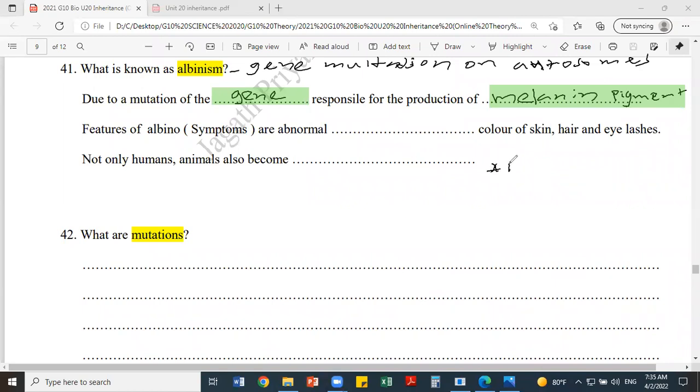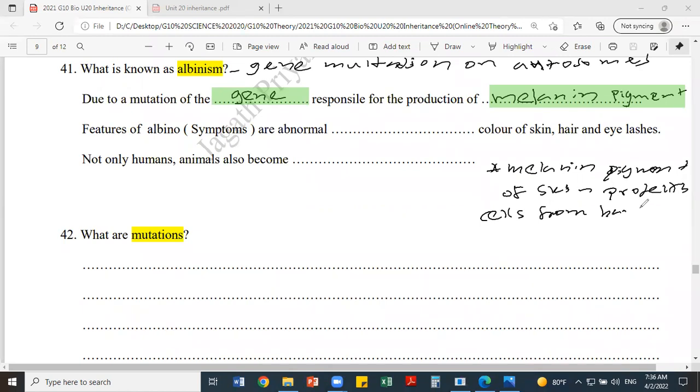Please write it, everyone. Melanin pigment of the skin protects the cells or the tissues from harmful UV or ultraviolet radiations.